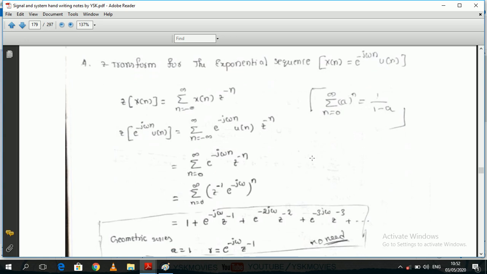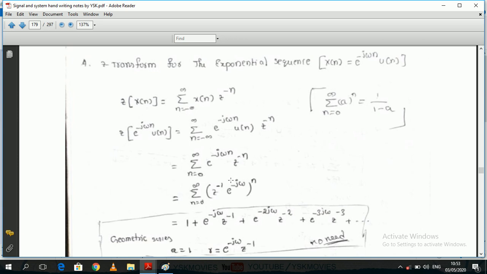Exponential sequence x of n is equal to e power minus j omega n, as told earlier. Okay, always try to make them as a power n. So this is the sum over n equal to minus infinity to infinity of x of n z power minus n. This is the z transform formula, and put it in instead of x of n: e power minus j omega n u of n, z power minus n. And we know that the left side sequence becomes 0 and the right side sequence is 1 when it is multiplied with u of n, so the sum runs from 0 to infinity of e power minus j omega n z power minus n. So what I want is a power n.